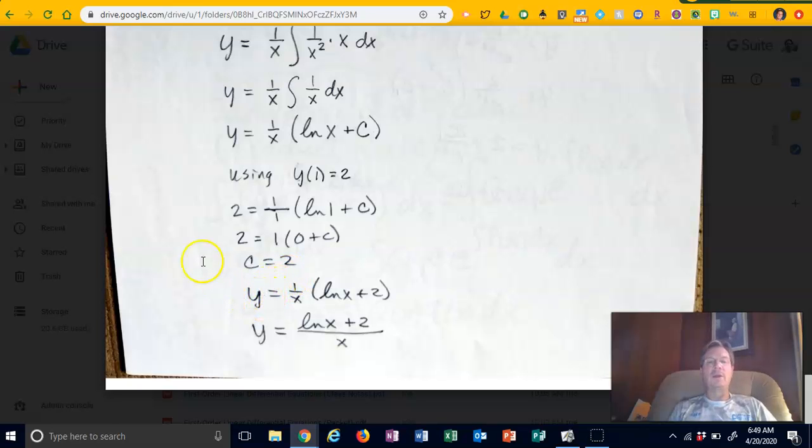And so now we plug that into here, and it enables us to go from the general solution to the particular solution. So y equals 1 over x times parenthesis natural log of x plus 2, or if you want to just form a single fraction, you can. Y is equal to the natural log of x plus 2, all of that divided by x. All right, and that is your particular solution.